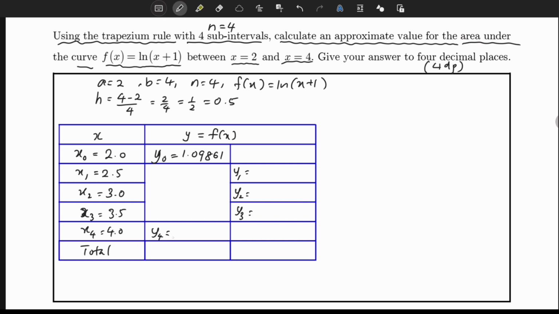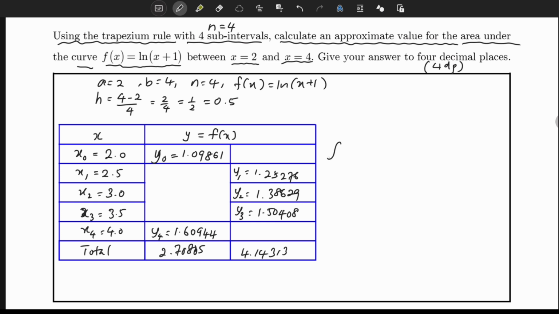So y4 is 1.60944, 4 decimal places, 5 decimal places. So this is 1.25276, 1.38629, and 1.50408. So you total up the values. Here we will get 2.70805, and here will be 4.14313. Then we use the formula.